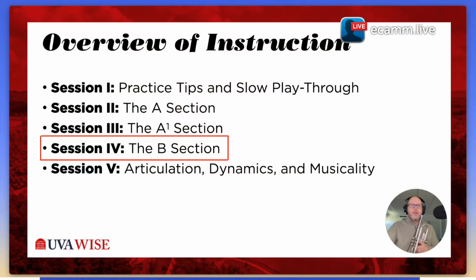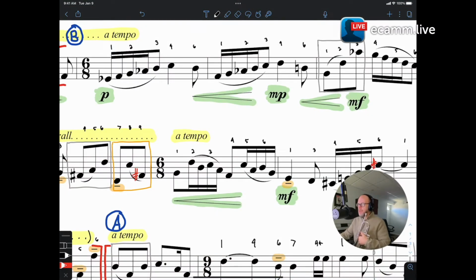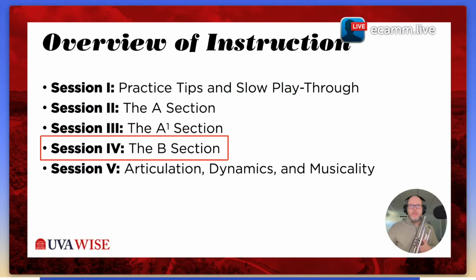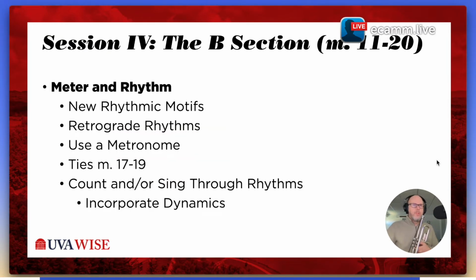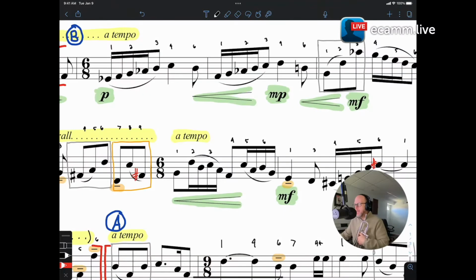I'm pleased to be here for another session, session 4 of 5, in which I help you prepare the All-State Prepared Selection for Trumpet for 2022. Today we're going to be talking about the B section of the piece. As we look specifically, there are some new rhythms that have popped up, so we're going to look at some new rhythmic motifs and talk about retrograde rhythms. Let's take a look at the piece.